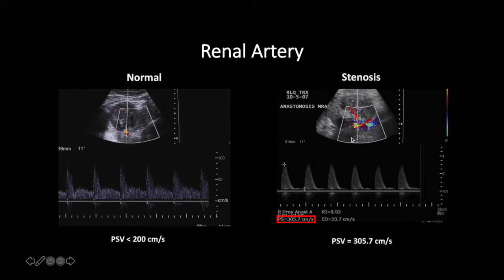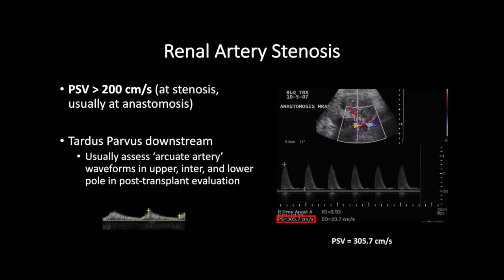If we look at a patient who has a transplant and a stenosis, so this is a patient with proximal renal artery stenosis, and this is the anastomosis between the iliac artery and the renal artery, and that is the location where you most commonly get renal artery stenosis. And so you'll notice right away that the peak systolic velocity is quite a bit higher. So the peak systolic velocity here is 305.7 or about 306 centimeters per second. That's well above 200 centimeters per second. So that's a direct sign of renal artery stenosis. What do we look for when we're looking to diagnose renal artery stenosis?